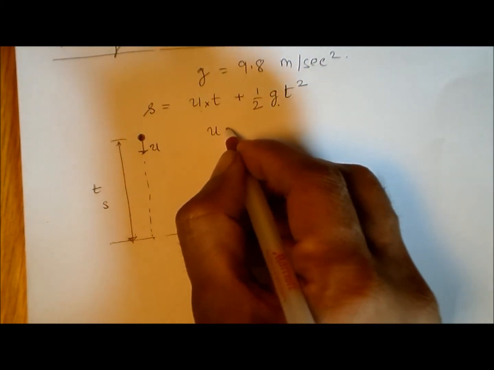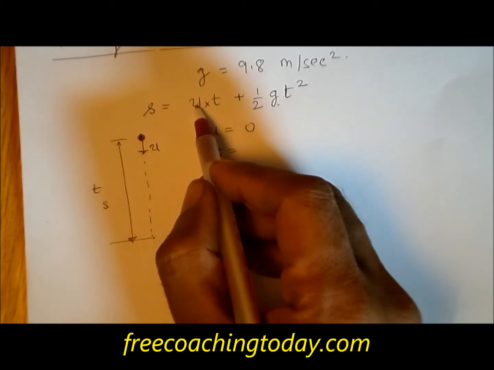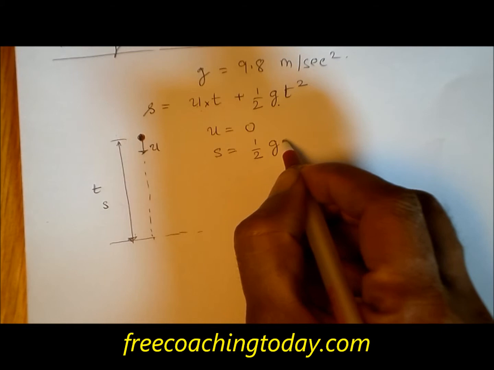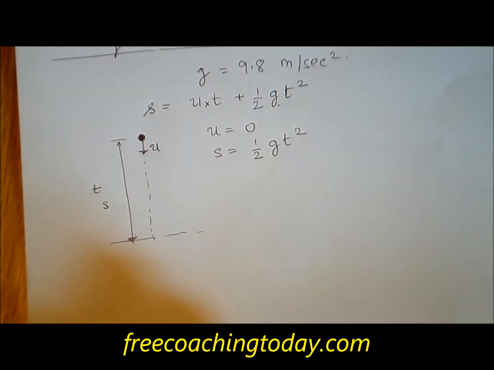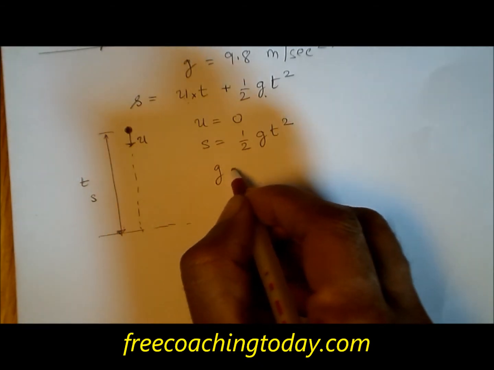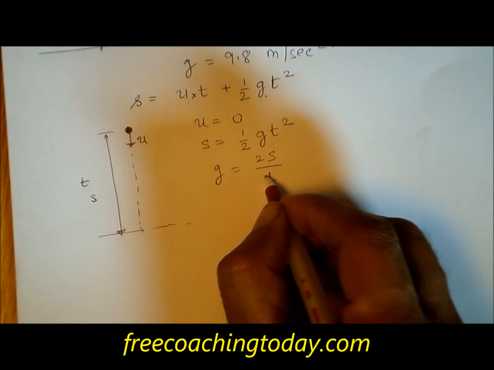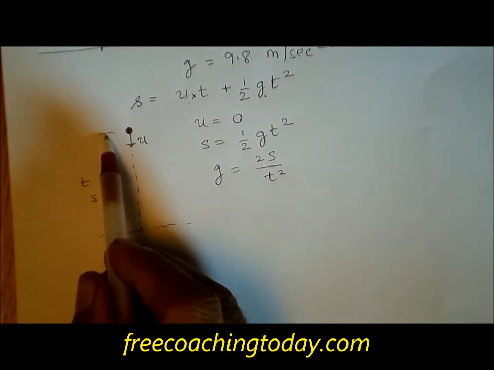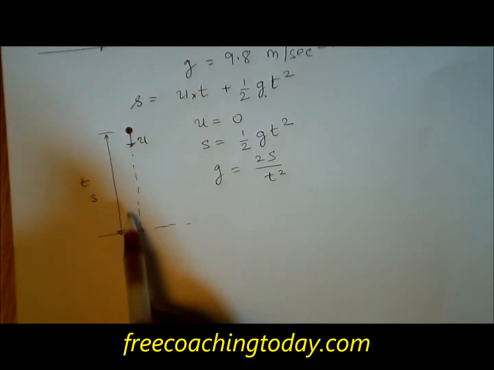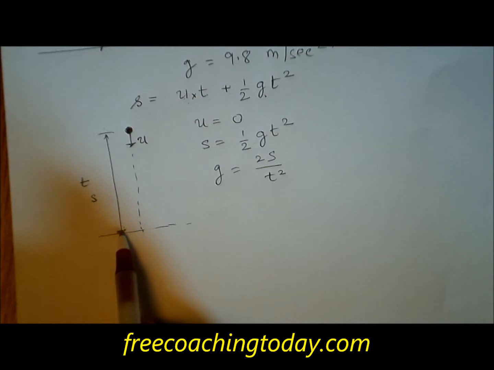Let's say initial speed u is equal to 0. In that case, s becomes 0 into t plus half gt square, which is equal to half gt square. Now from this we can find g equal to 2 into s divided by t square. It's easy to measure s. We just need to know how high the point is from which we are releasing a ball to the ground.